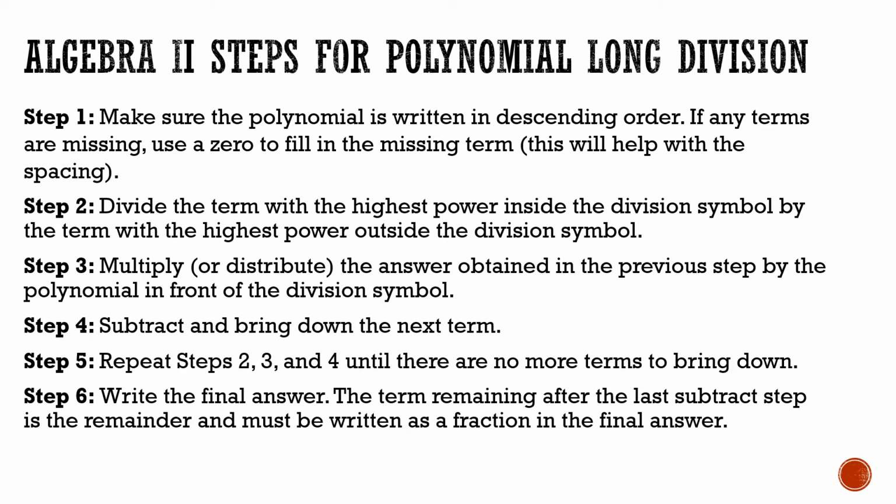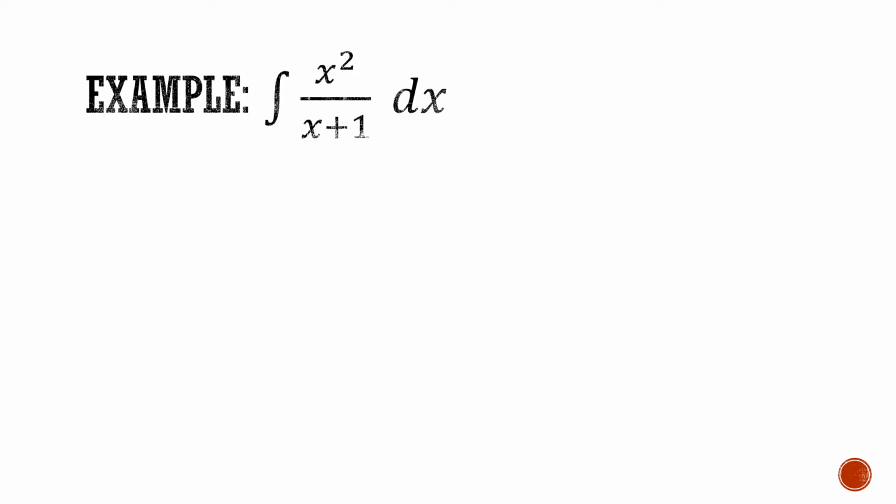And just remember that whatever your remainder is, you divide that by the original piece that you were dividing by to start. All right, so here's our example. We have the integral of x squared over x plus 1 dx.